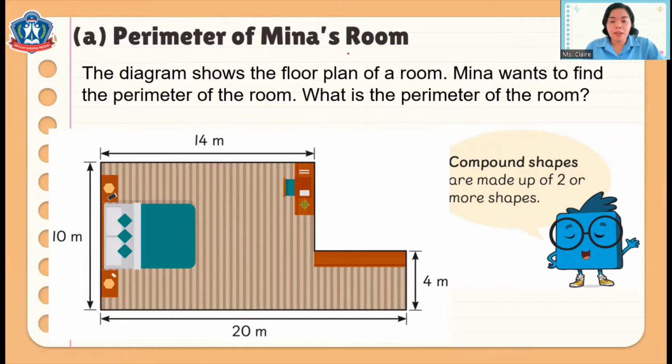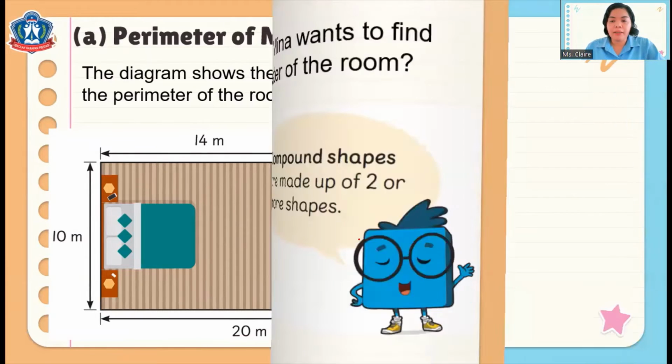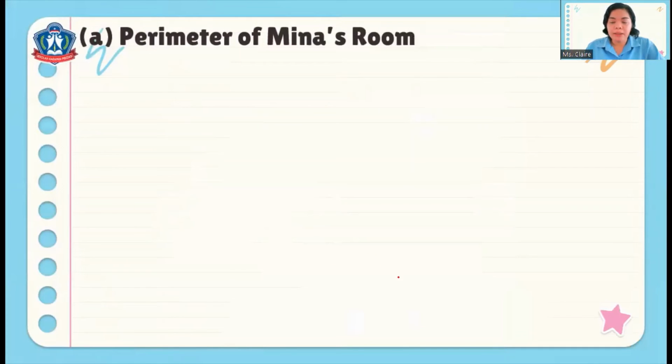There are some dimensions that are missing, this part and this. So how to find the missing part? We have some methods on how to find the missing dimensions. So I have here method 1.